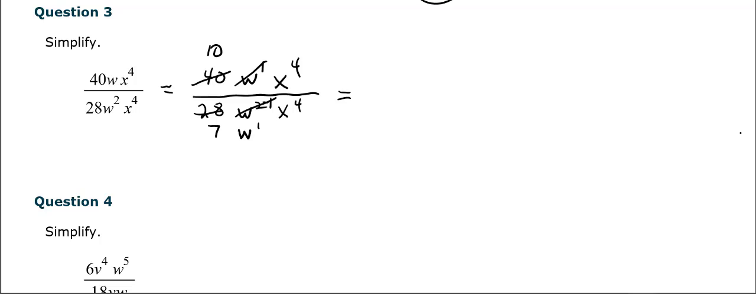Now with our x's, those reduce to 1 because anything over itself is 1. So in the numerator, we have 10 times 1, which is 10. And in the denominator, 7 times w times 1 is simply 7w.